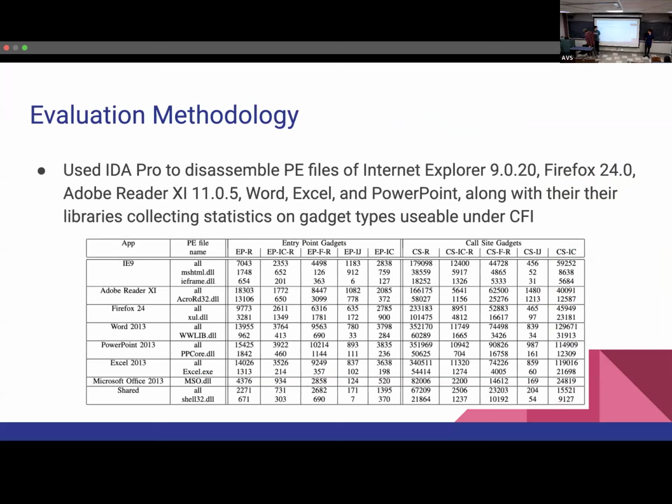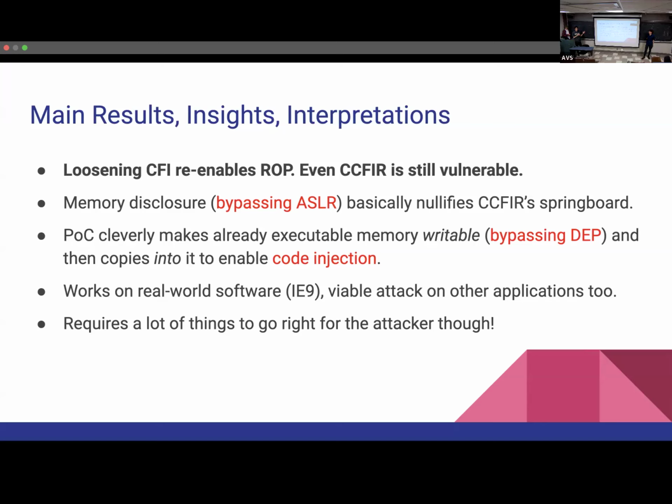Yeah. So basically, the main takeaway is that, of course, CCFIR is still vulnerable to ROP, namely memory disclosure, the step where we bypass ASLR. It effectively nullifies what CCFIR brings to the table, right? The springboard mechanism, as long as we know where it is, the authors of the paper demonstrate that we can effectively reduce this to just a loose CFI problem. And then furthermore, by bypassing DEP, we can escalate the attack into code injection, which is a lot more dangerous than just code reuse, right?